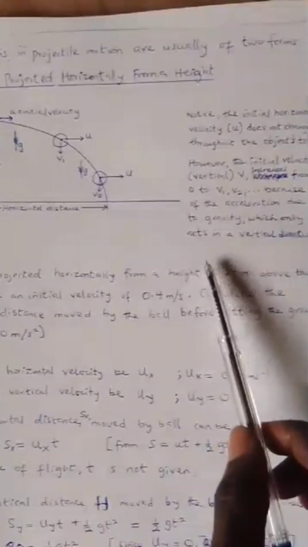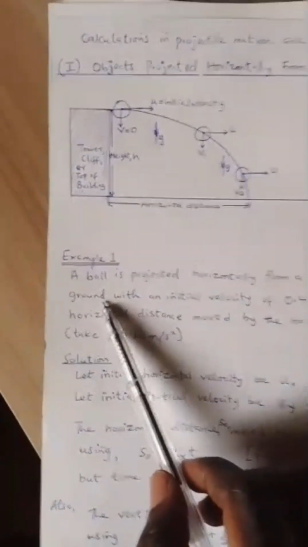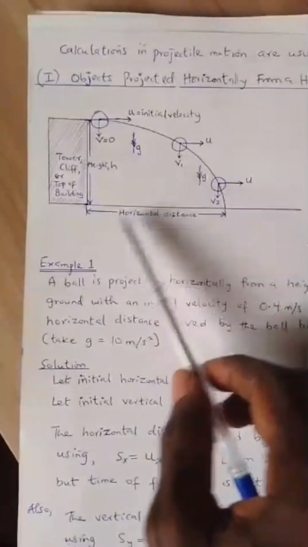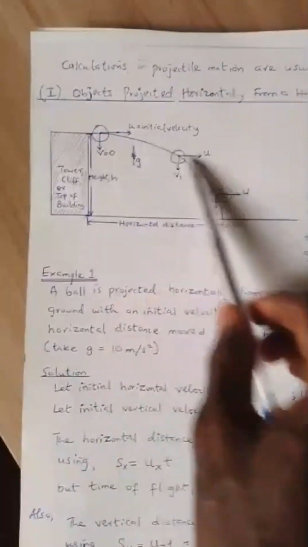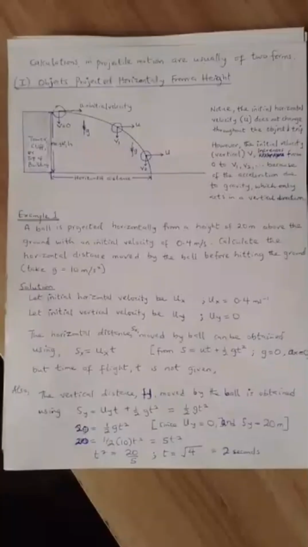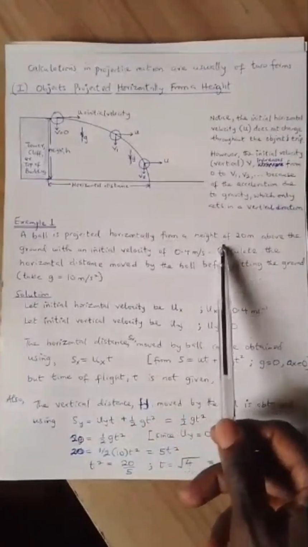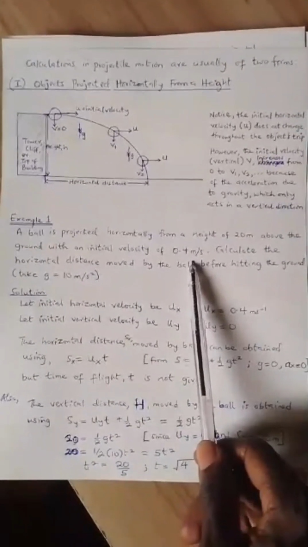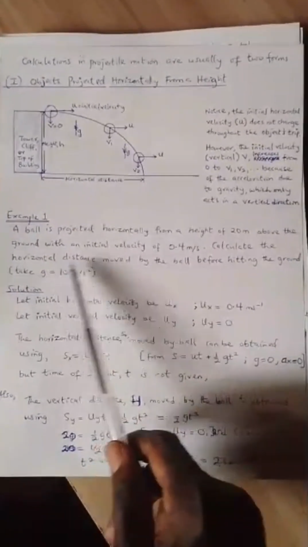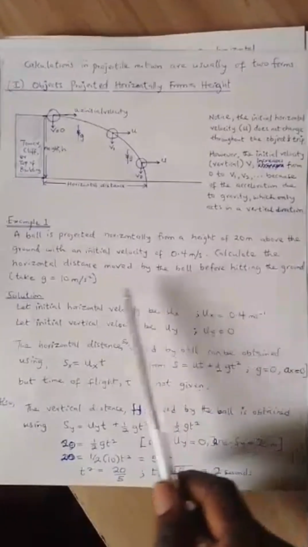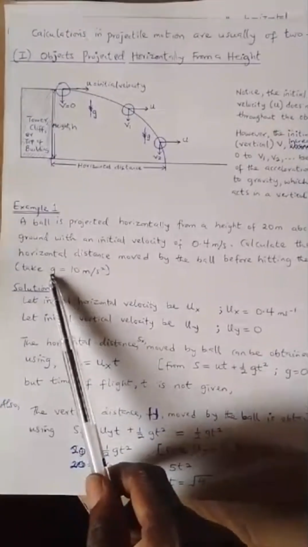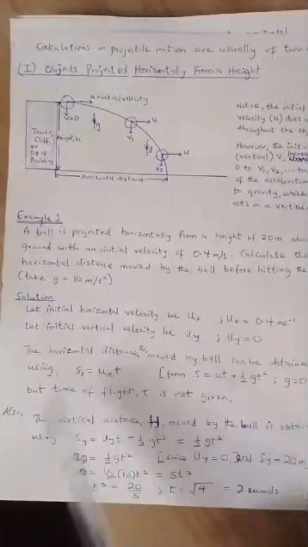So we're going to look at an example that would illustrate these concepts about projectiles. Example 1: a ball is projected horizontally from a height of 20 meters above the ground with an initial velocity of 0.4 meters per second. Calculate the horizontal distance moved by the ball before hitting the ground. Take the acceleration due to gravity as 10 meters per second squared.